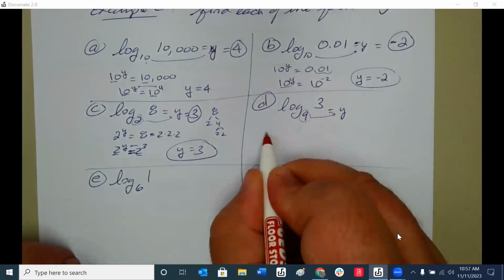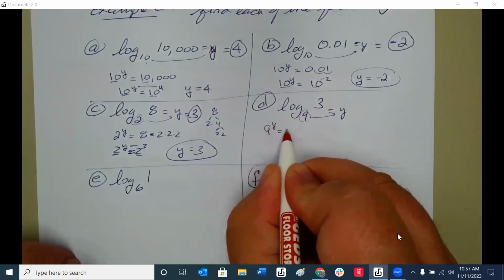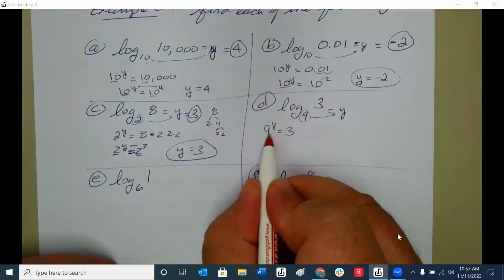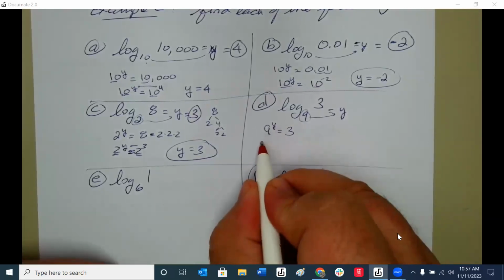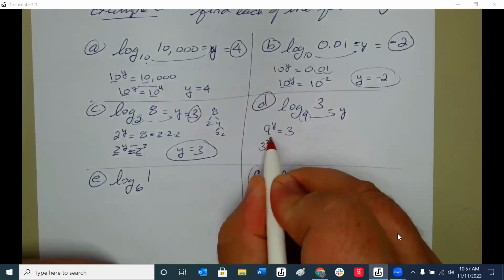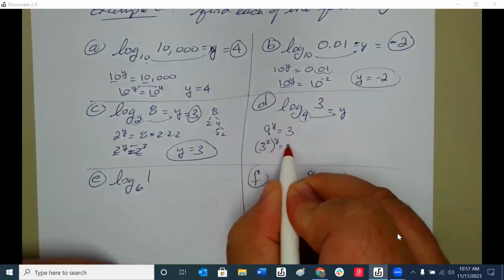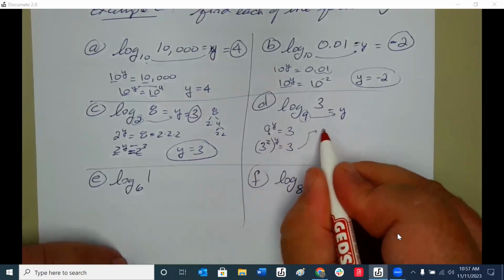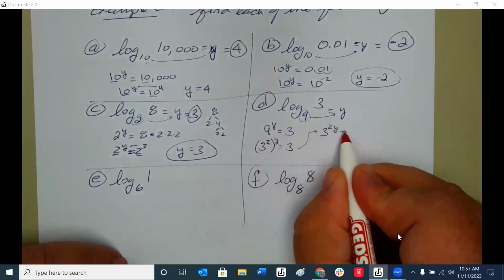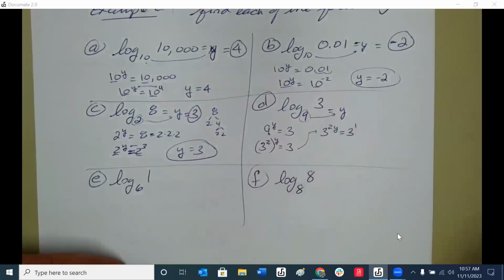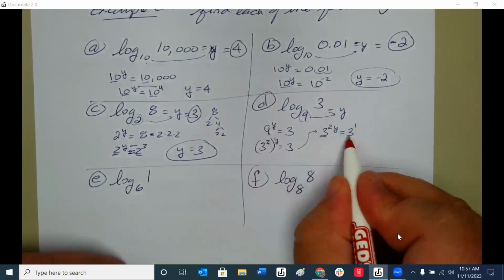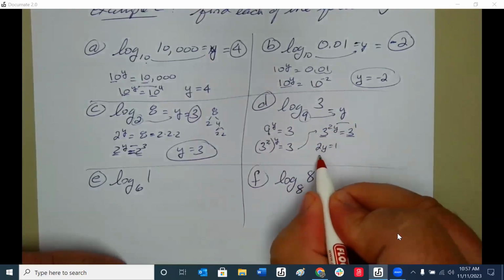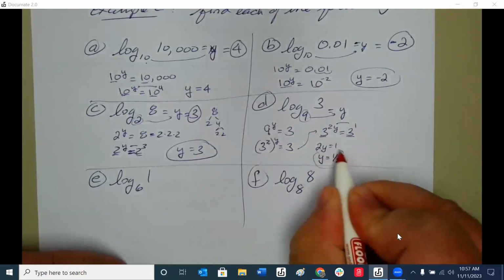So 9 to the power y is equal to 3. What is 9 made up of? 9 is made up of 3 squared. Power to a power you multiply. So it's 3 to the power 2y equals 3 to the power 1. Since the bases are the same, we know that 2y has to equal 1. So y is equal to 1/2.